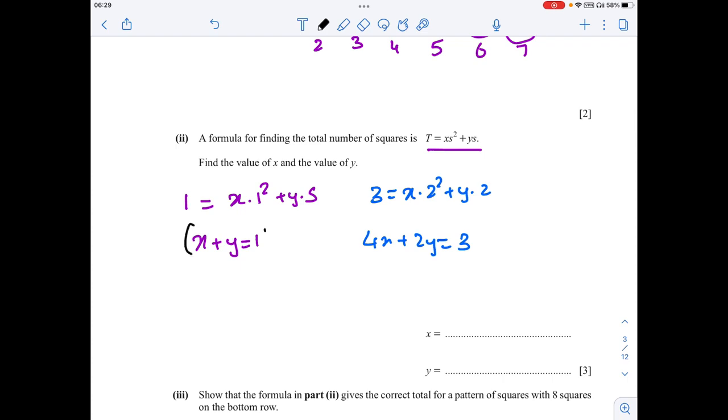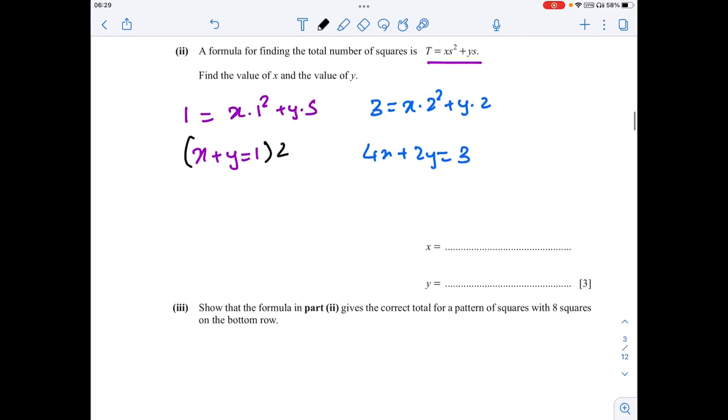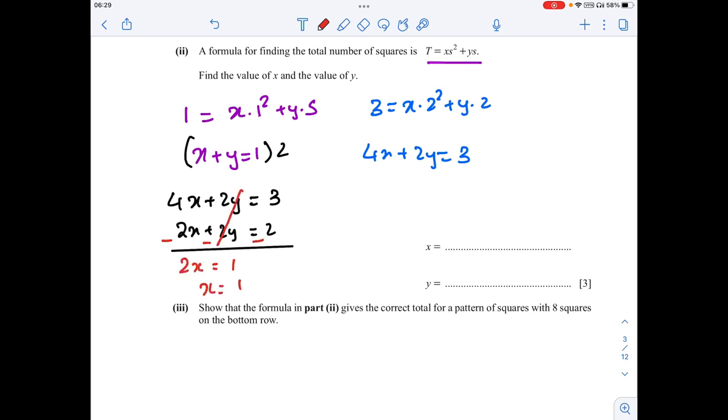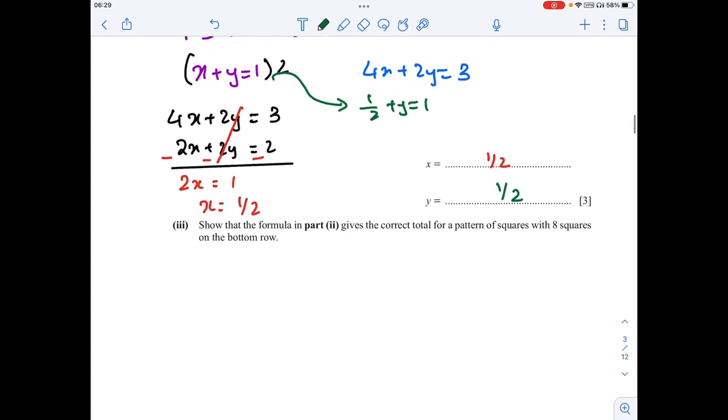Multiply the first equation by 2 and subtract it from the second equation. So 4x plus 2y equals 3 is the second equation. 2x plus 2y equals 2 is the first equation, multiplied by 2. Subtract both. When I subtract, 2y and 2y cancel, 2x equals 1, x equals 1 upon 2. Once I get x equals 1 upon 2, plug it in over here: 1 upon 2 plus y equals 1. y is also equal to 1 upon 2.